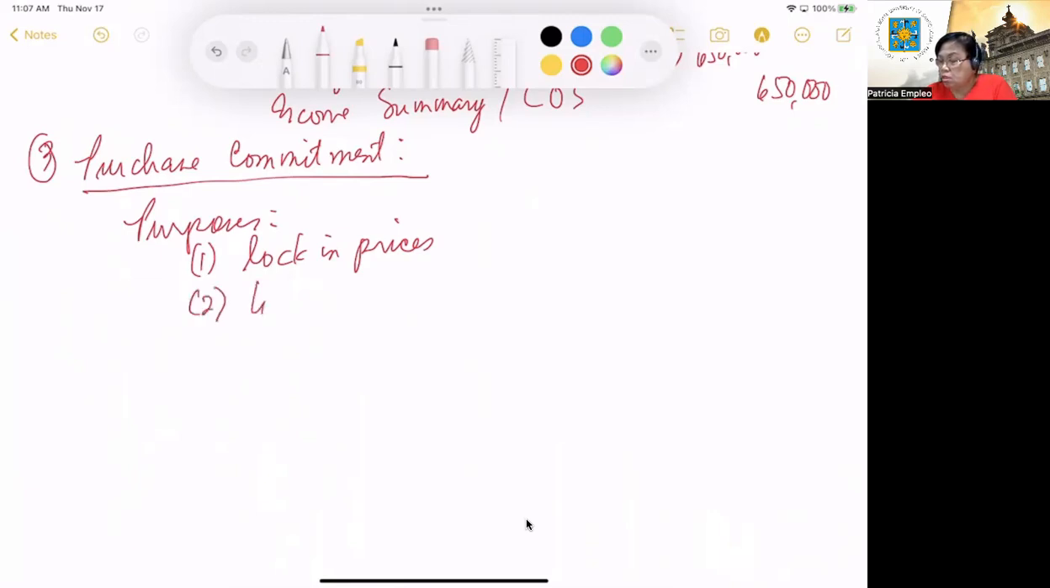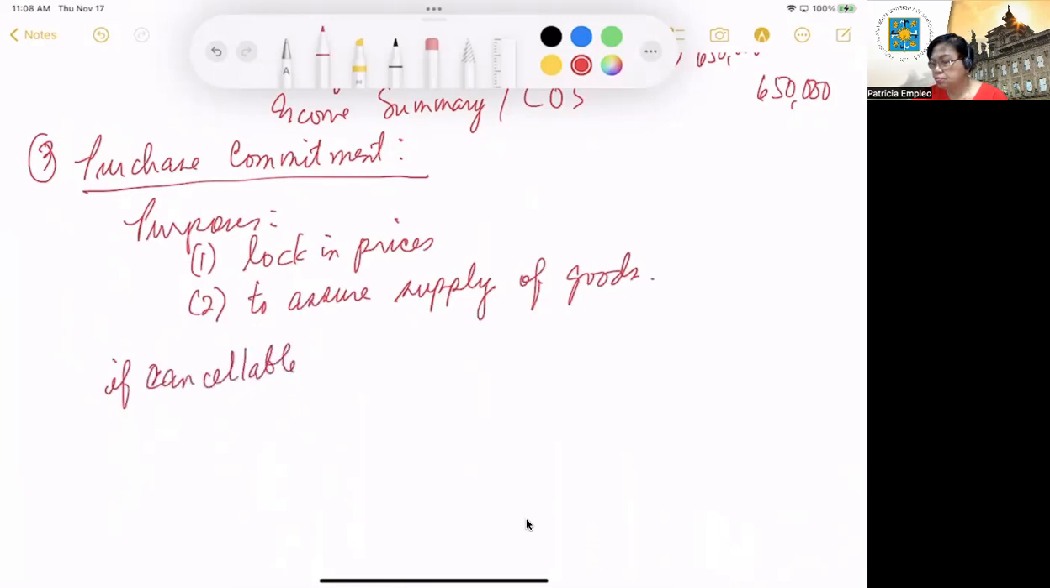Number two, to assure supply. If the product is saleable, you want to be assured that there will be enough supply of goods in the future, so you enter into a purchase commitment with your valued supplier. If the purchase commitment is cancelable, no accounting procedure is necessary, meaning there is no need for you to record, because that is an executory contract. There is no value received, there is no value parted with.